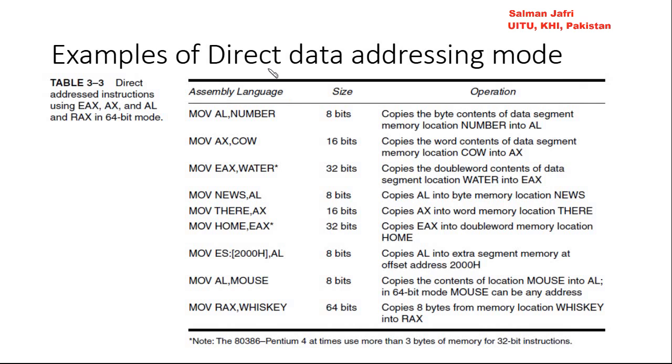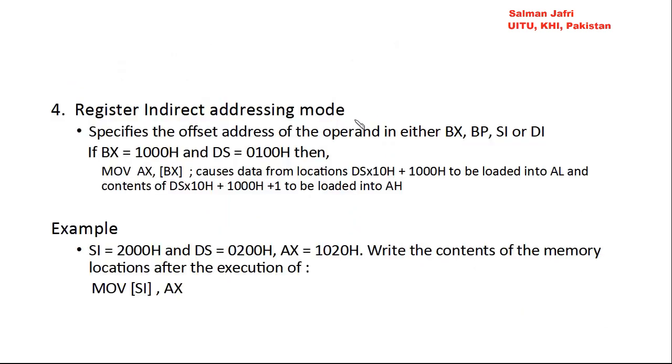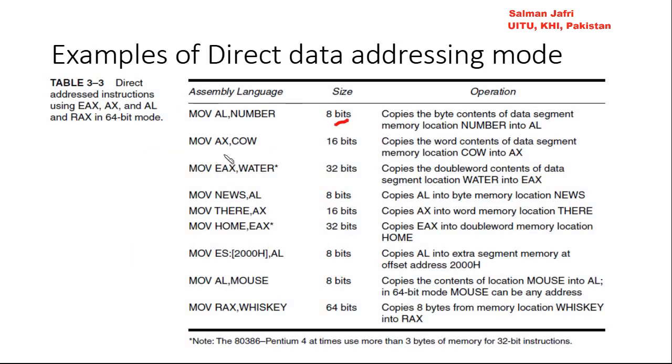Now some examples of direct data addressing mode. MOV AL, number. We assume that the contents of number would be moved into the AL register. So what should be the size of the variable number? It should be 8 bits. And of course, since the AX value is moved into the variable, the variable should be 16 bits, and so on and so forth.